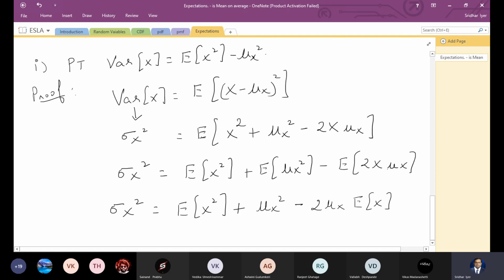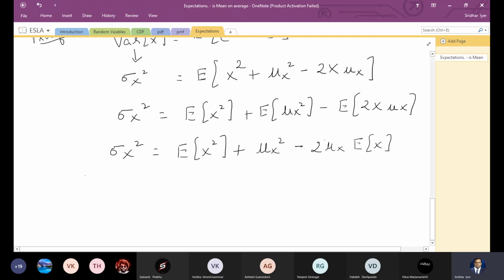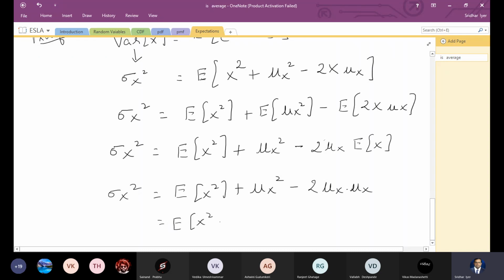Mu x is again the expectation, so there's no question of finding expectation again. So I've taken 2 mu x outside the bracket, and then you have E of x. Therefore, sigma x square will now become E of x square plus mu x square minus 2 mu x. Now E of x is nothing but mu x again, so you will multiply this with mu x. So therefore this becomes E of x square plus mu x square minus 2 mu x square.